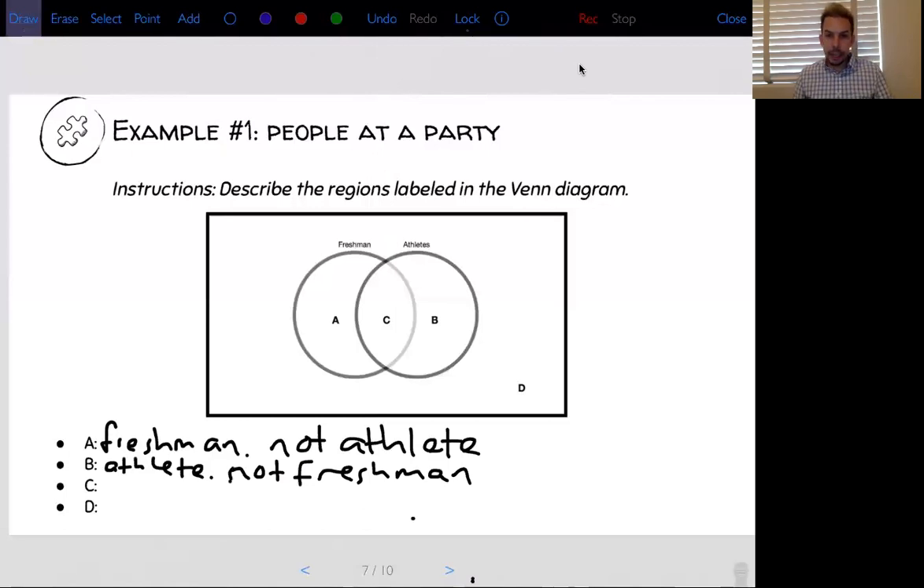Then we go to region C. Region C is in both. It is the freshman circle and it's the athlete circle. And so if you're in that middle area, if you're in region C, you are both freshman and athlete.